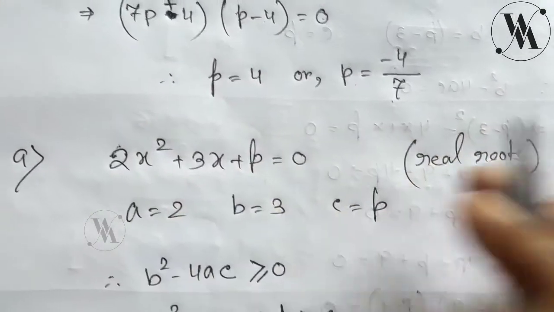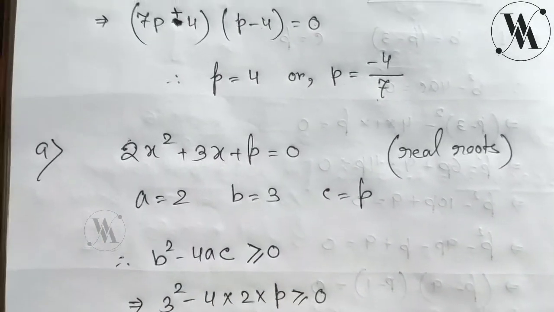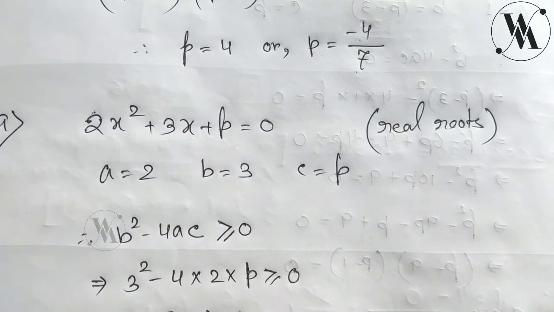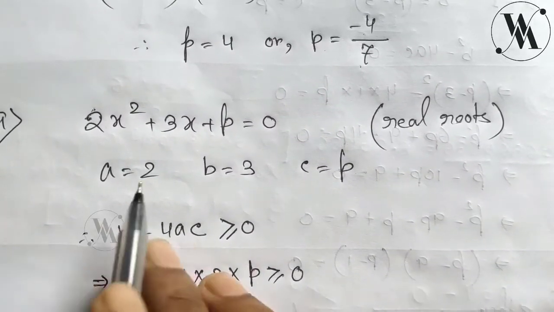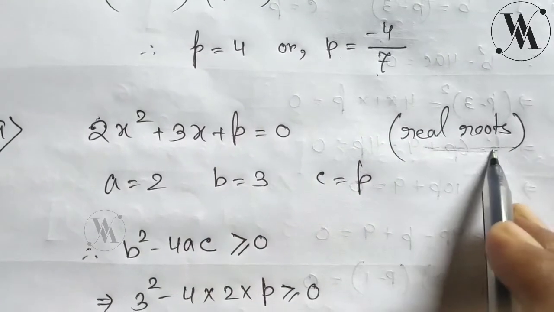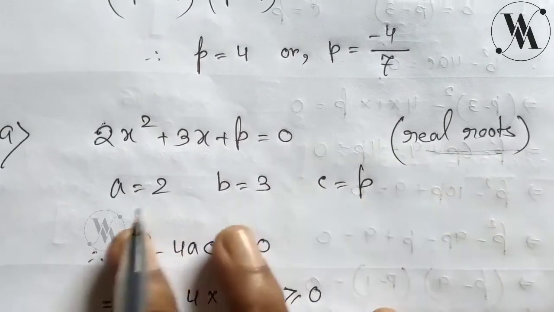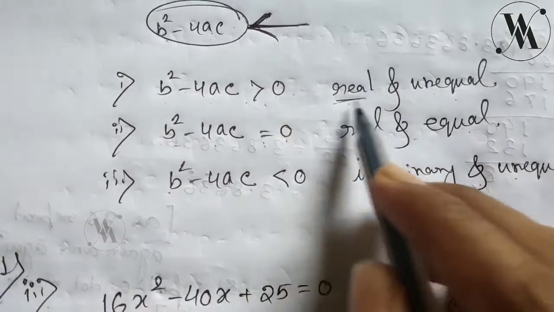Okay, now sum number 9. In sum number 9, the question is: find the values of p for which the quadratic equation 2x square plus 3x plus p equal to 0 has real roots. Okay, and now in the formula, b square minus 4ac is the discriminant, and real roots means this one and this one.